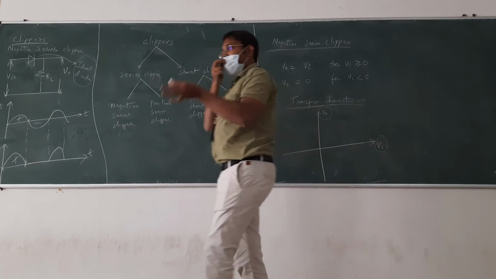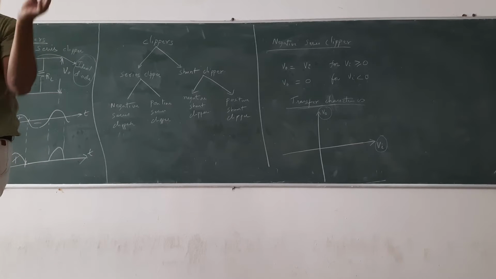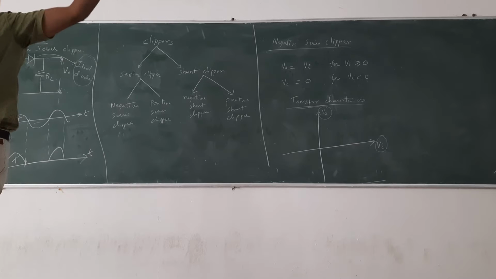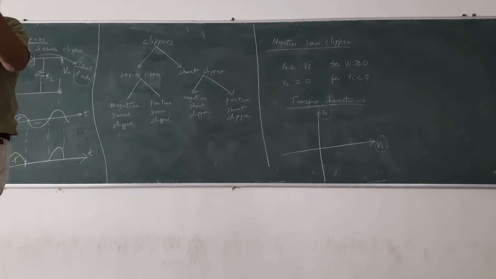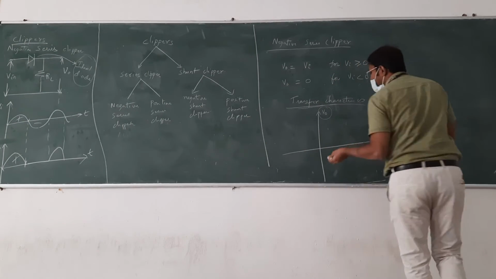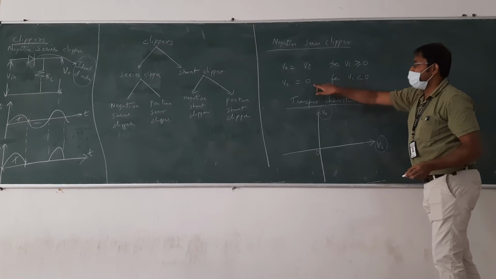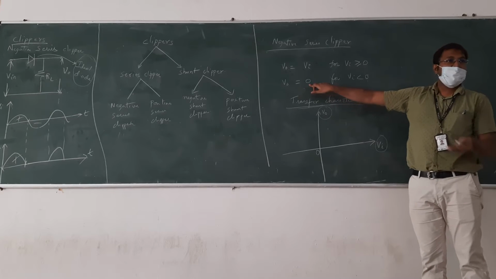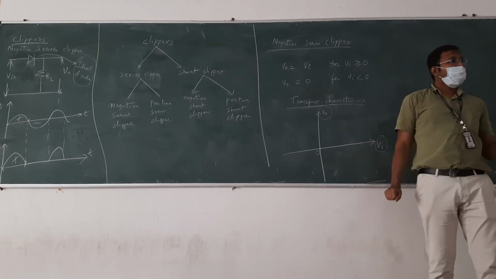Y is equal to mx, you know. Y is equal to mx is a straight line passing through origin with slope m. Here we have y is equal to x, so it will be a straight line passing through origin with slope 1. Or let us plot it. In any case, when Vi is 0, obviously V naught is 0. So one point will be here.